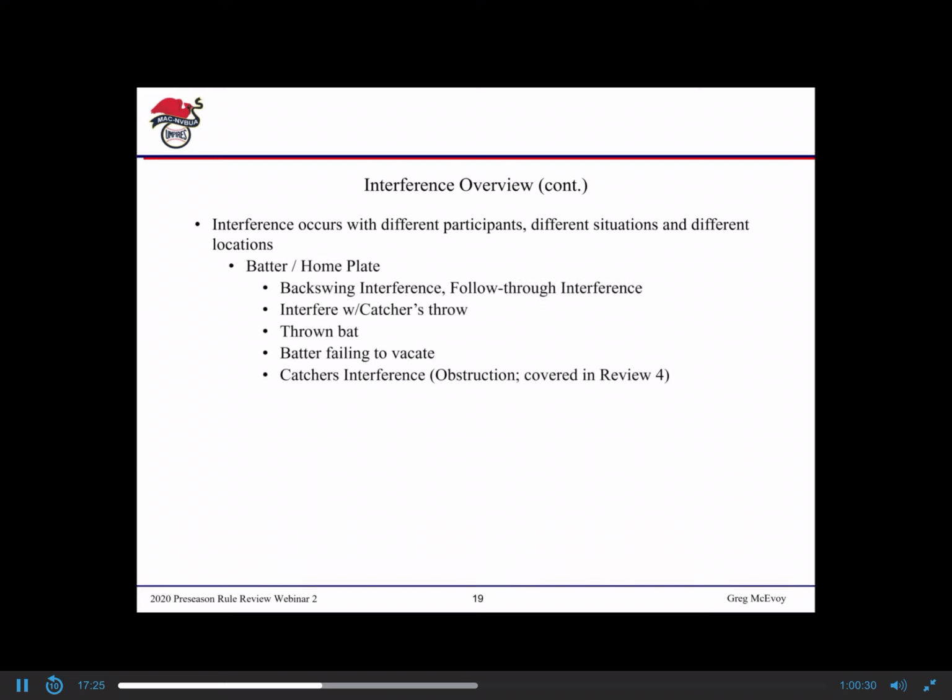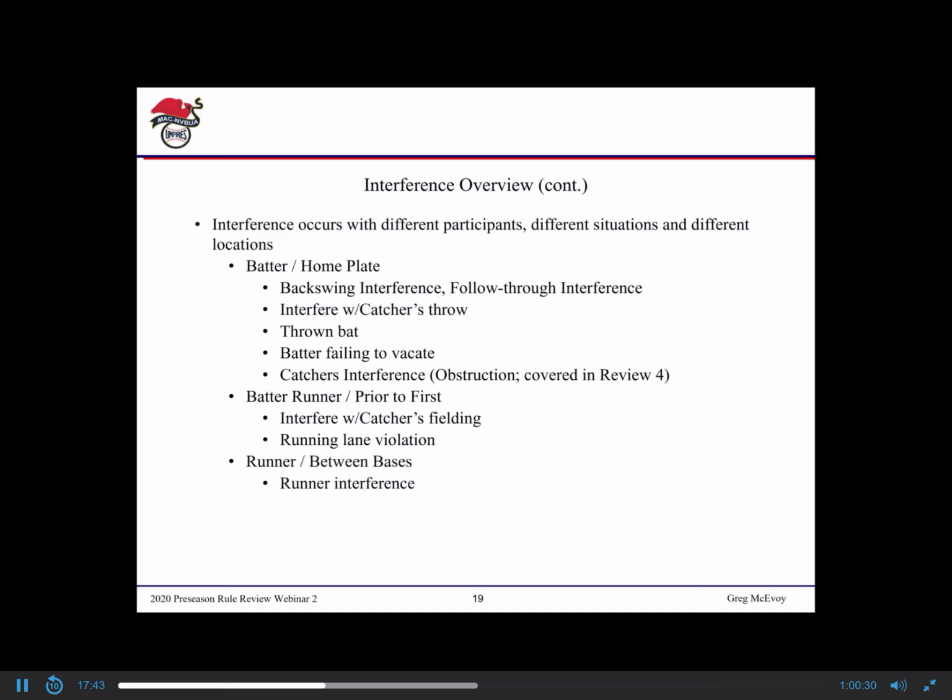Interference can occur in different places with different participants, clearly at the plate with the batter, and on the bases with the batter runner prior to going to first base. He completed his time at bat, now he becomes a batter runner. Or with a runner between the bases, we experience runner's interference. And then there are other types of interference as well, whether it's offense, someone related with the team, the coach, umpire, or spectator.